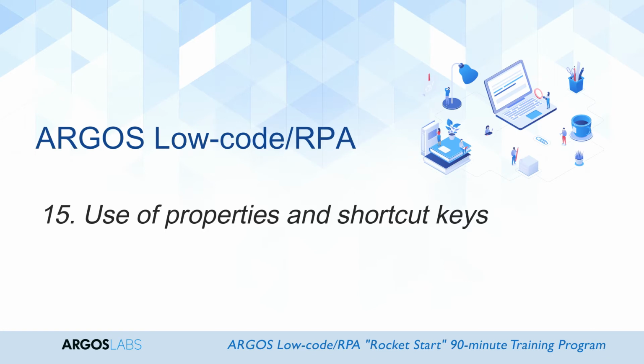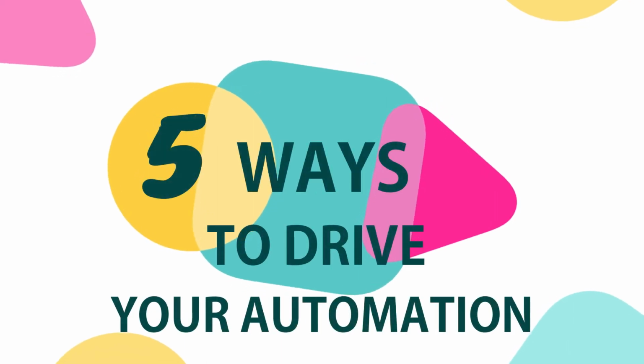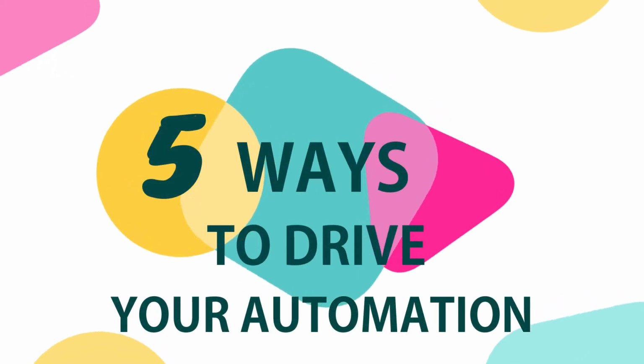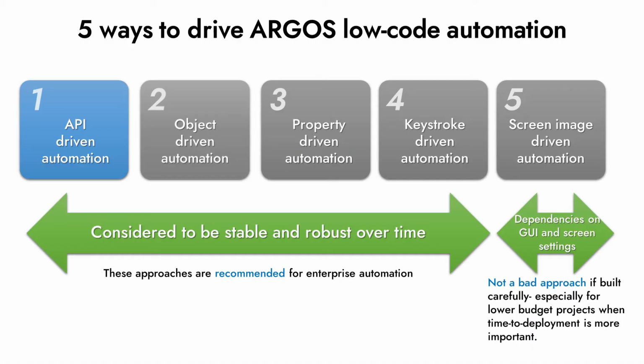Hey there, in this video we will talk about the use of properties and shortcut keys in building automation. Again, there are 5 different ways to drive your automation, or software robot. The first one is the use of API.